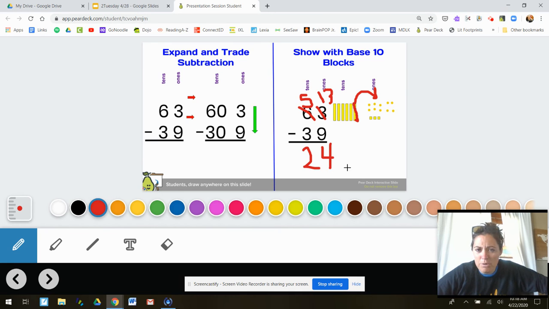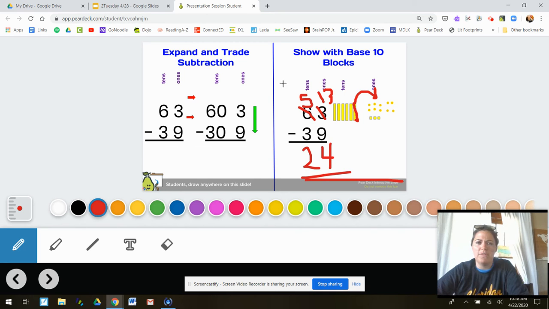Isn't that easier than putting it on a number line? I mean, that works. You can jump 1. That gets you to 40. Jump 20. That gets you to 60 and jump 3 more. And then 20 plus 3 plus 1 gets you to 24. Okay, so it still works.